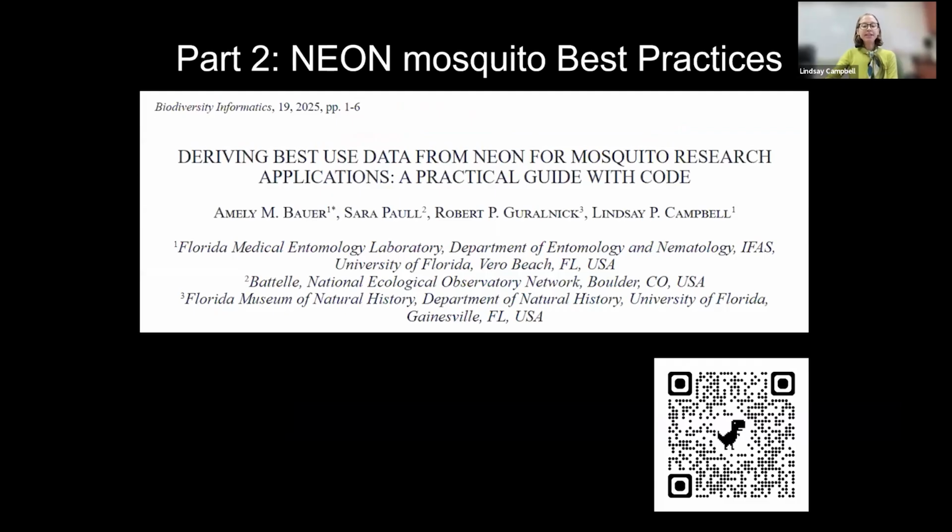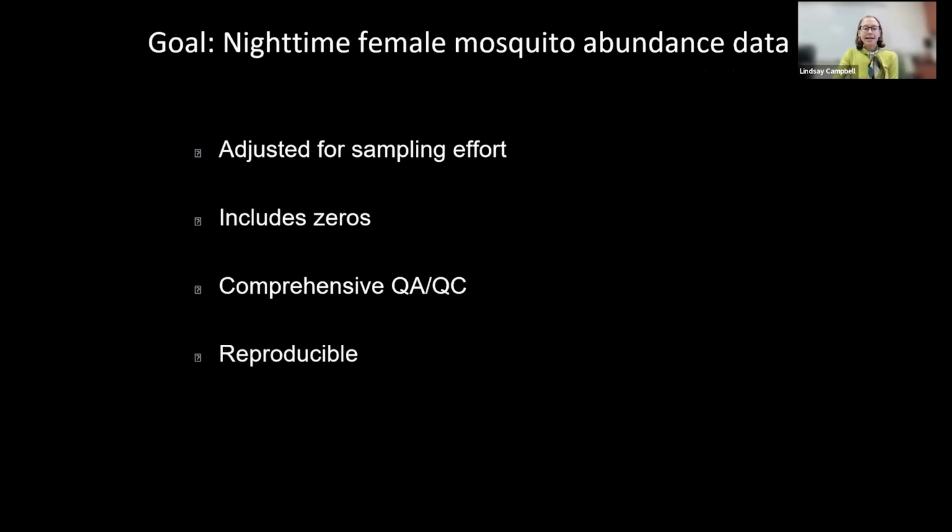So that leads me to the next part of the talk, which is just a quick overview. As we were working with the Culex tarsalis mosquitoes and deriving that time series data set from the raw NEON data, we realized that some of the steps that we were using might be useful to derive a nighttime female mosquito data set from the full NEON data.